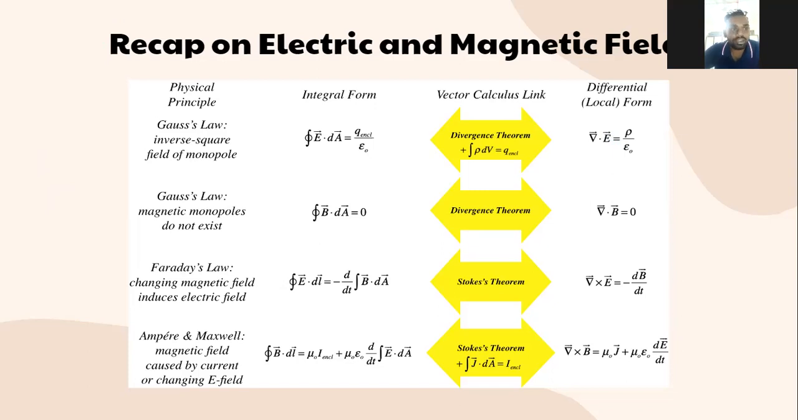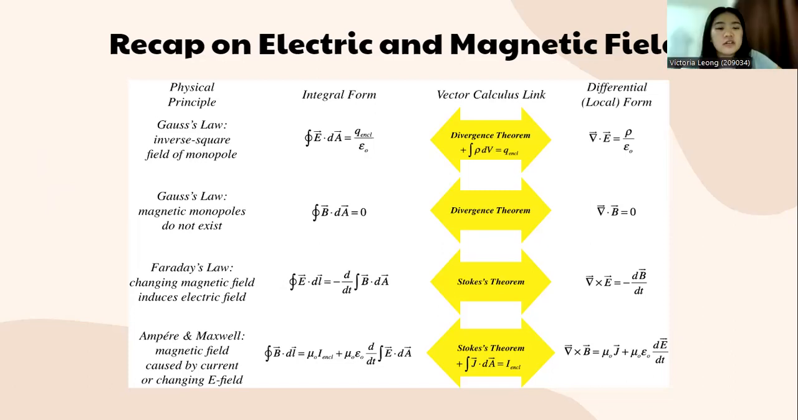Thirdly is Faraday's law: a changing magnetic field induces an electric field. And between the equations of integral form and differential form respectively, the link between them is the Stokes theorem. And lastly is the Ampere and Maxwell law: magnetic field caused by current or changing electric field. And between the integral form and the differential form, the vector calculus link is the Stokes theorem. That's all the recap from me, a small brief recap about the equations under the Maxwell equation. So I would like to pass to the next member. Thank you.